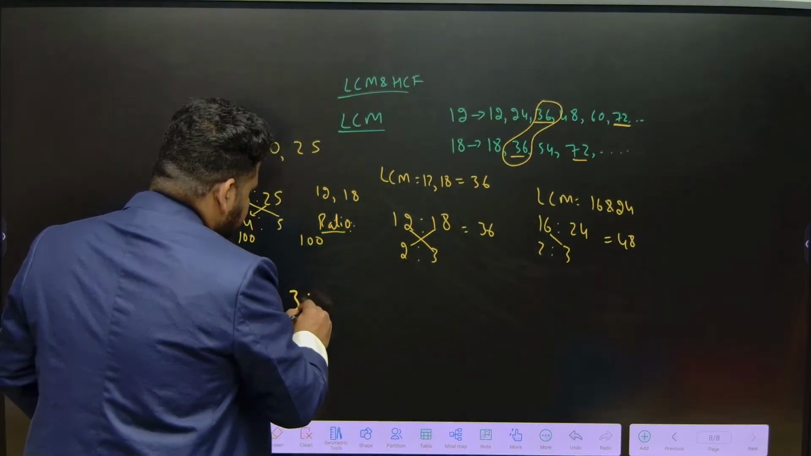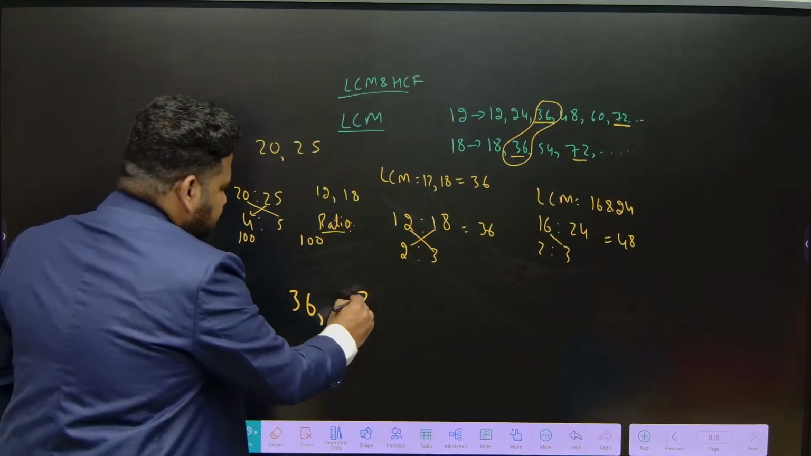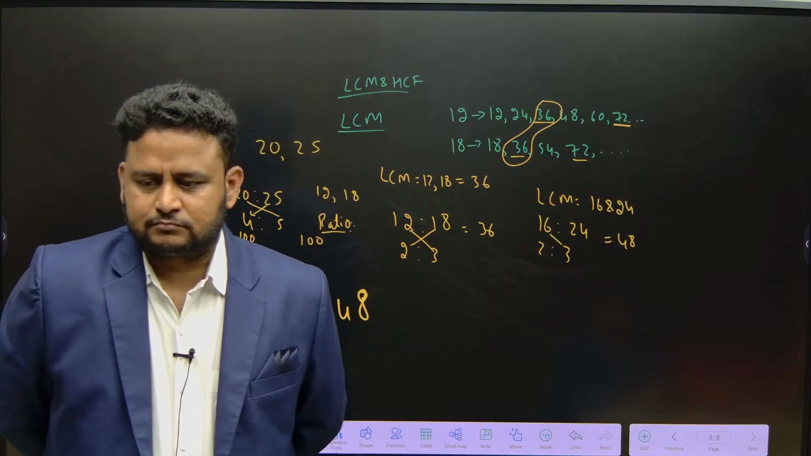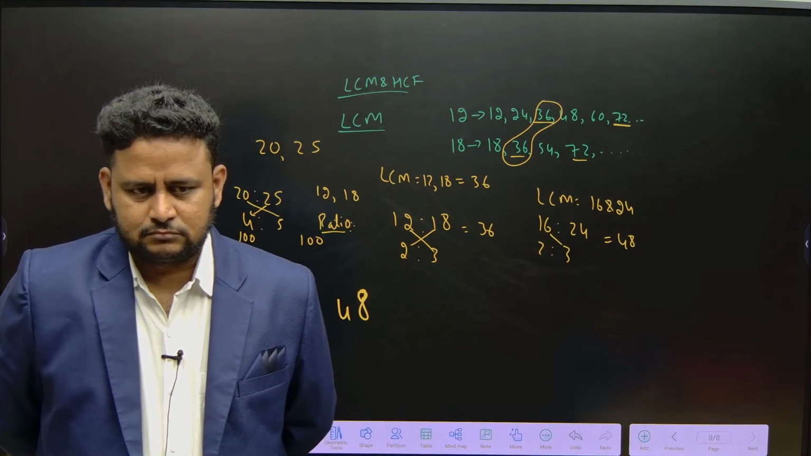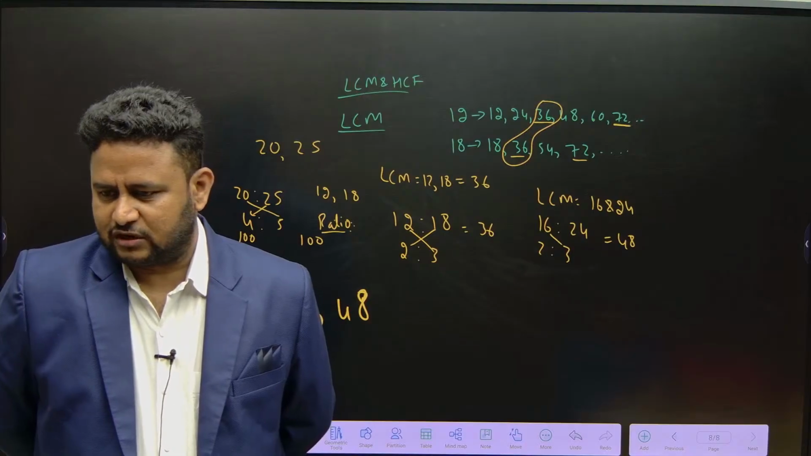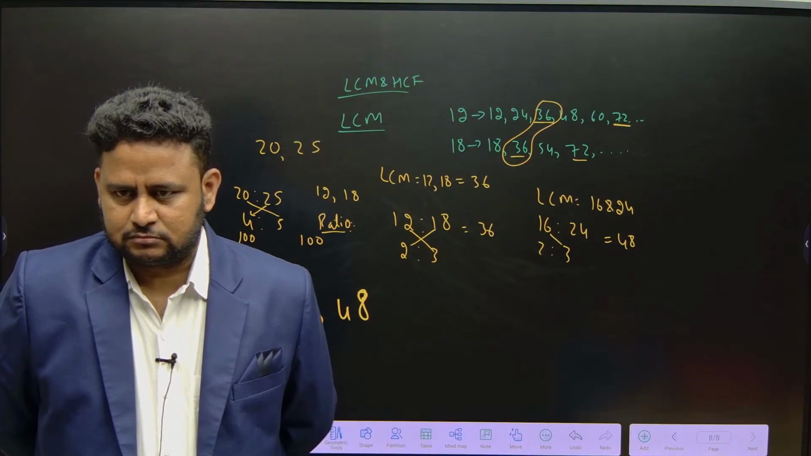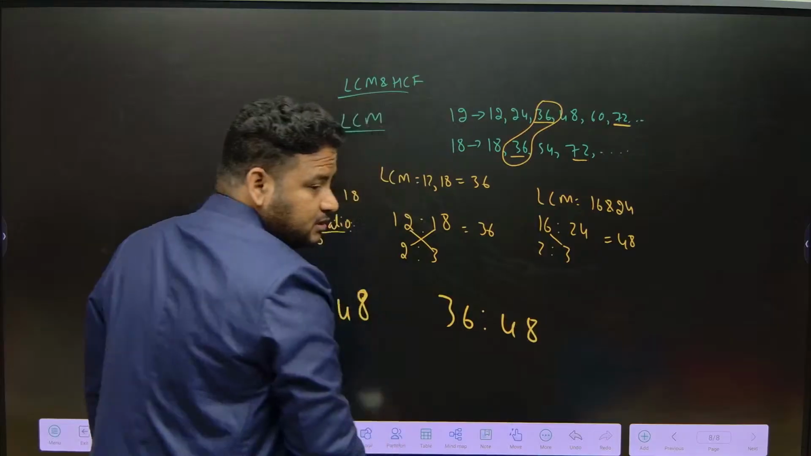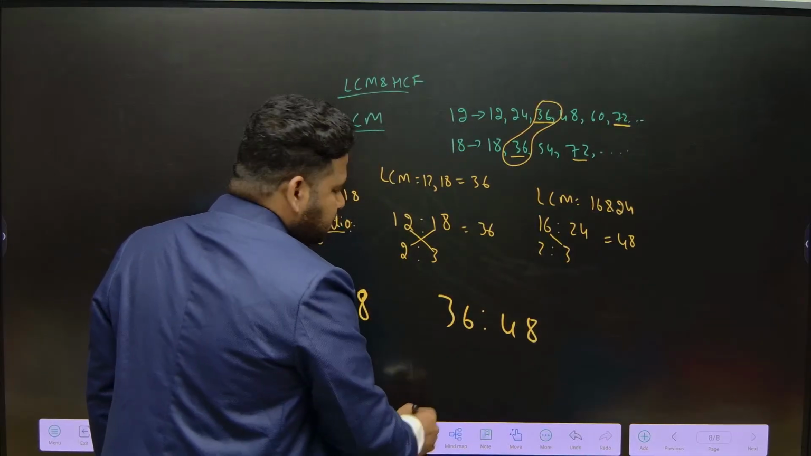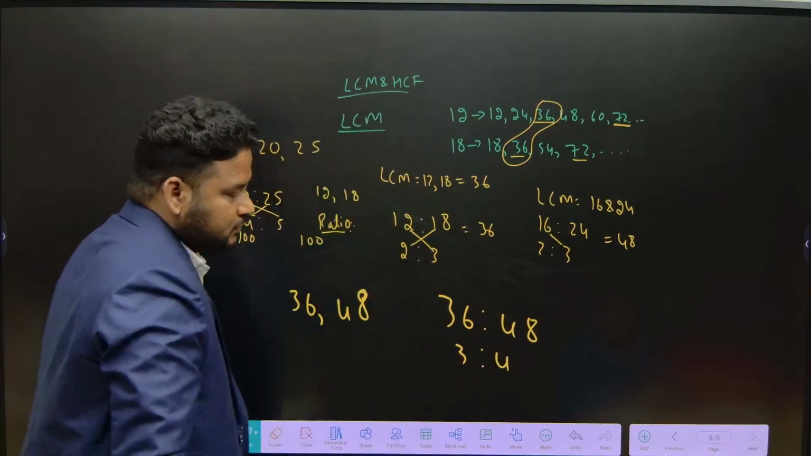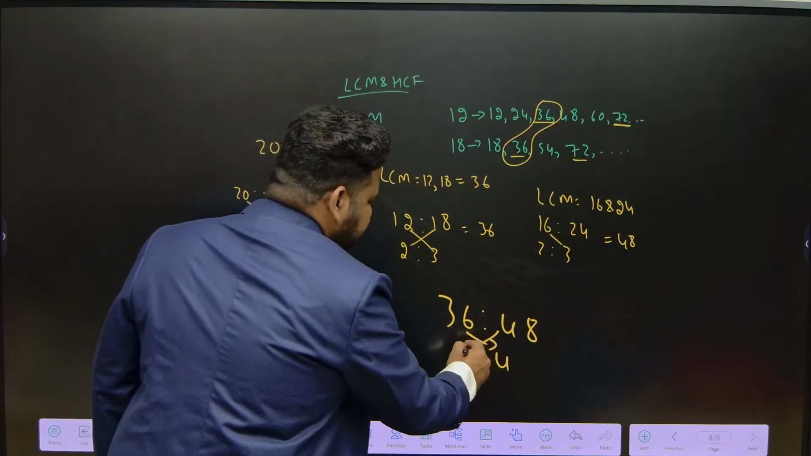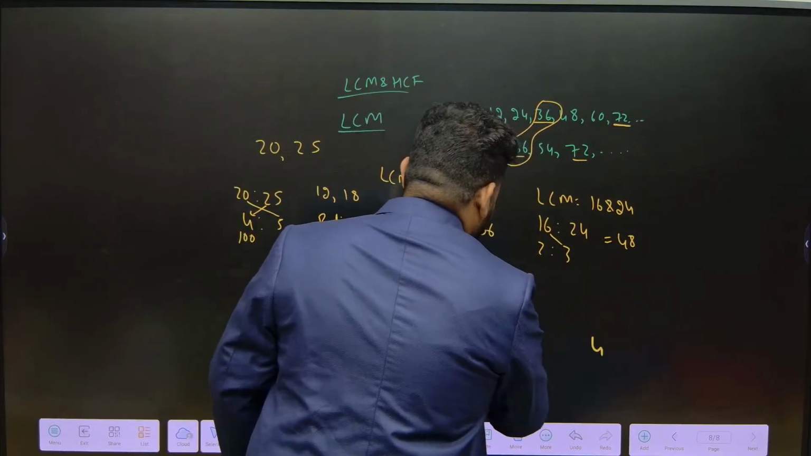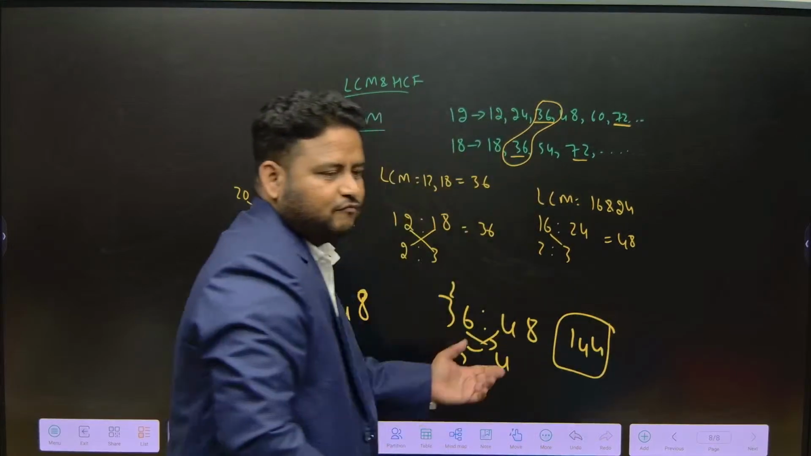Next, suppose I give 36 and 48. What is the LCM? Everyone has to solve, not just sit and watch. So 36 is to 48, what can I write? 12 3s are 36, 12 4s are 48, that is the simplest form. So 36 into 4 is what? Or 48 into 3 is what? Just multiply: 4 6s are 24, 4 3s are 12, 144. So the LCM is 144.